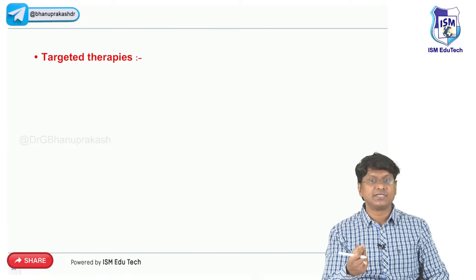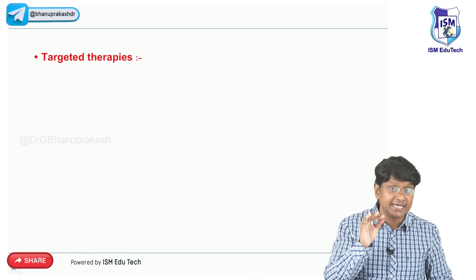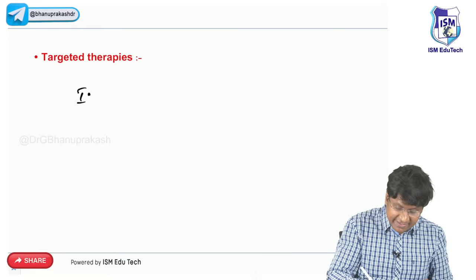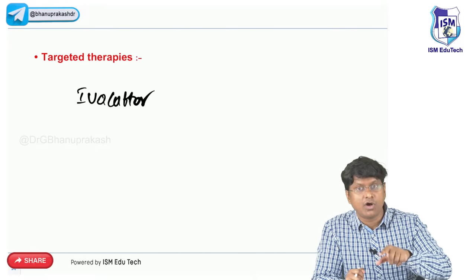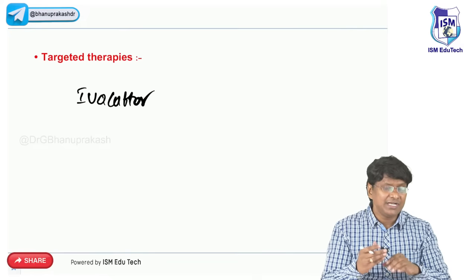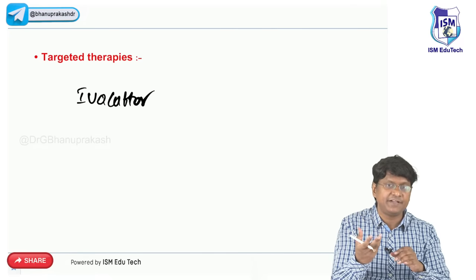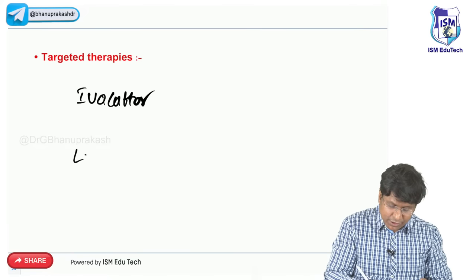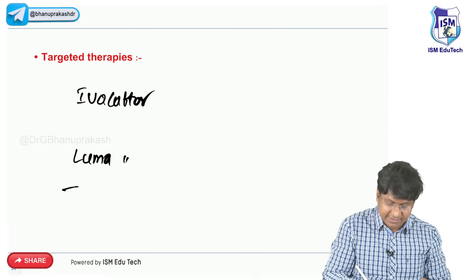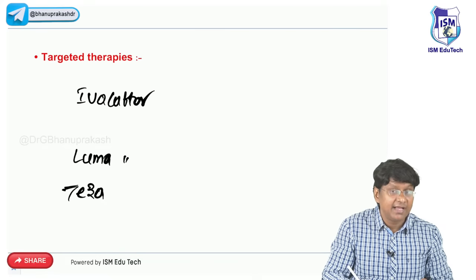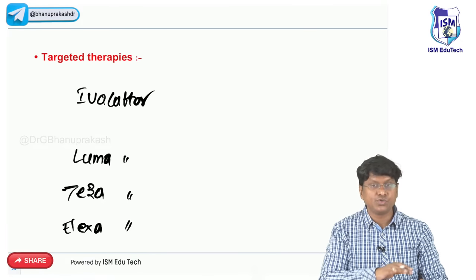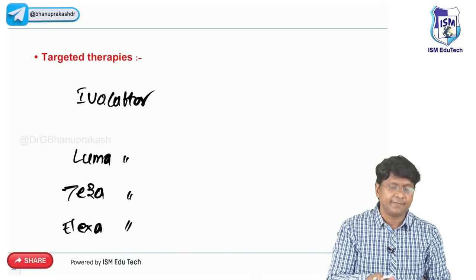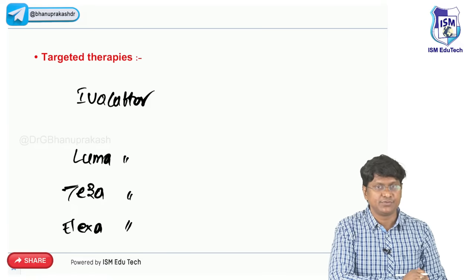So what are those targeted therapies? These targeted therapies include ivacaftor, which is a potentiator of the CFTR channel. And what are the other drugs which can improve CFTR protein folding? That is lumacaftor, then tezacaftor, then elexacaftor. So these are the targeted therapies that you need to give in these individuals, right?